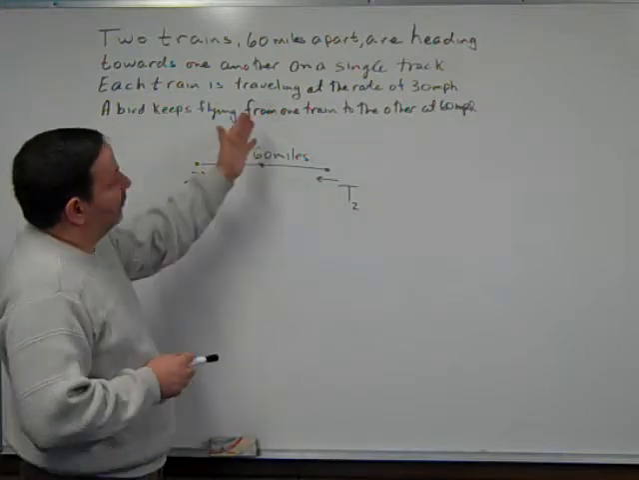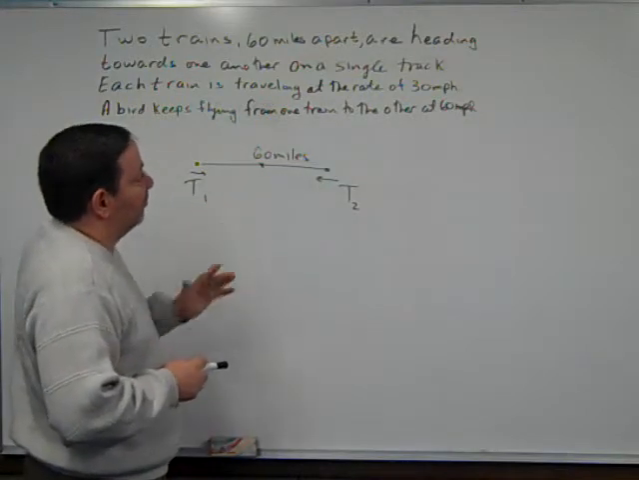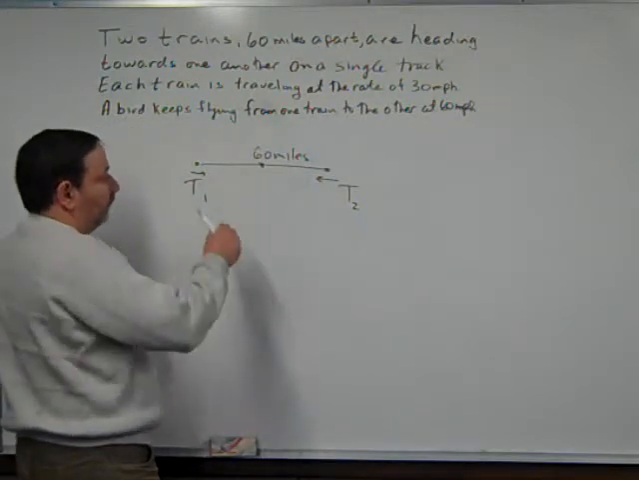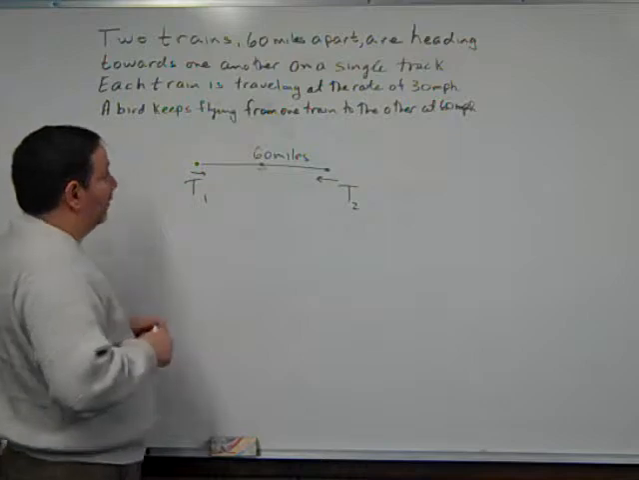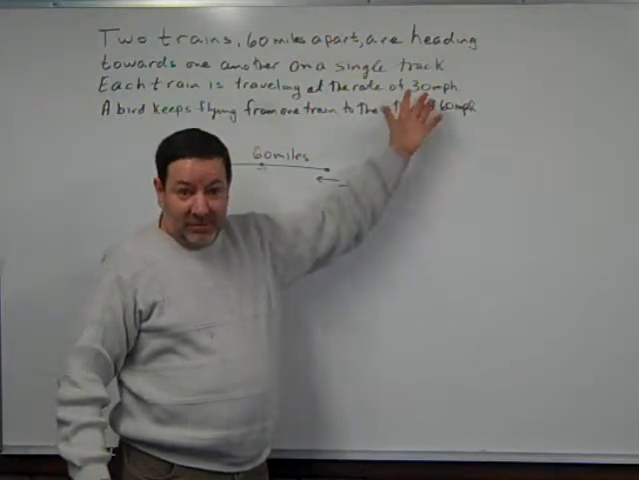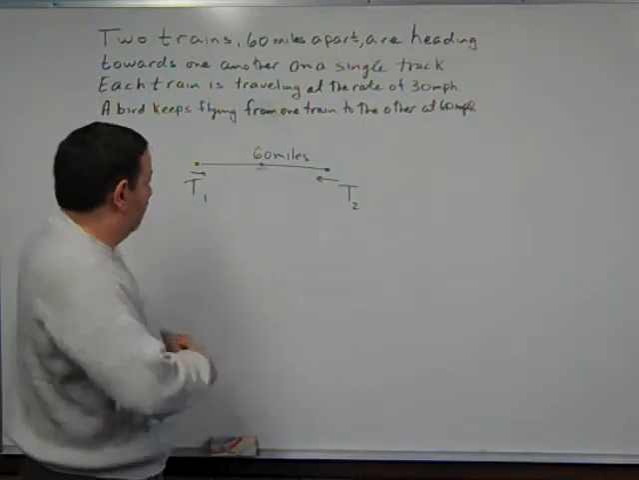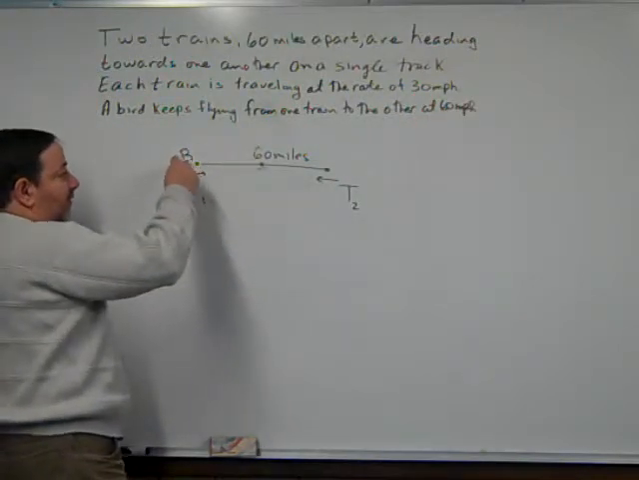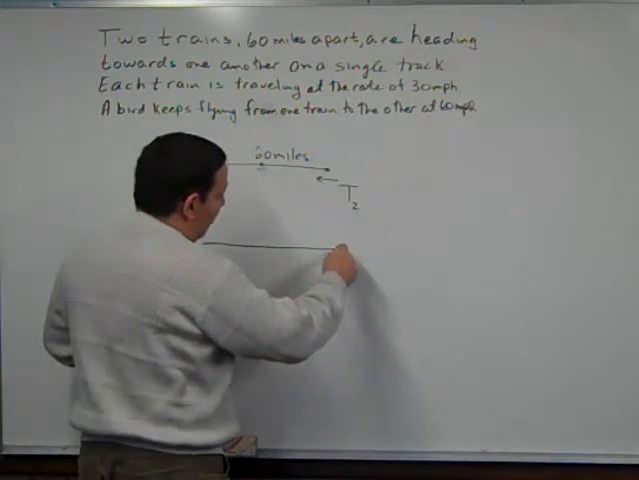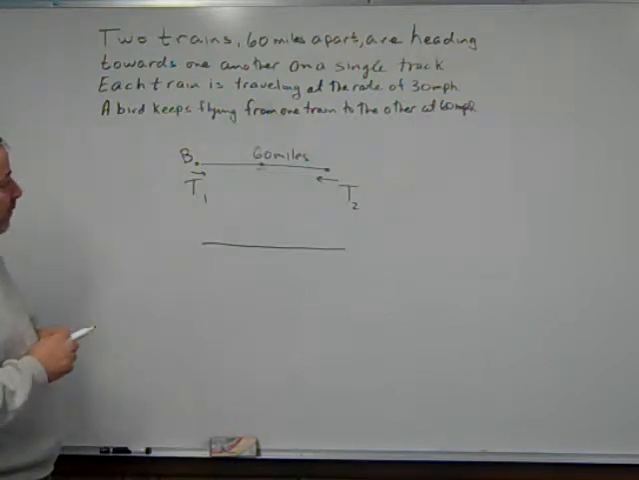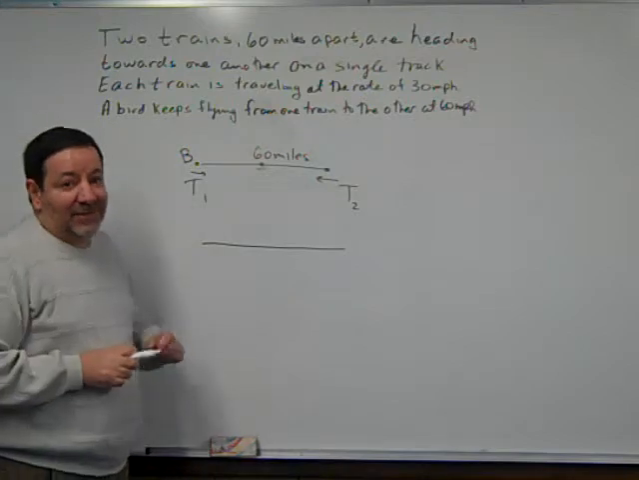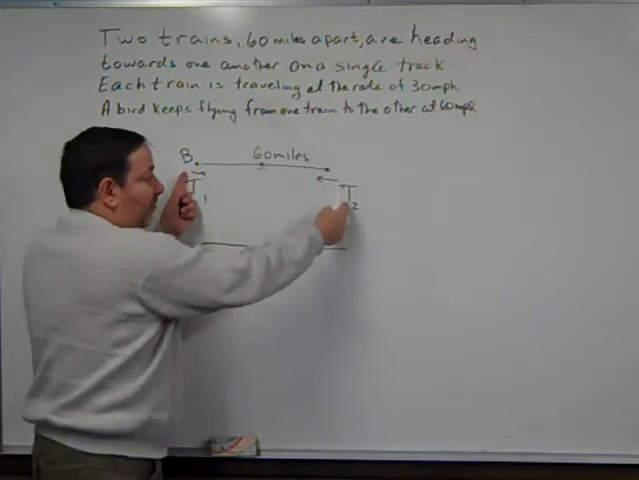But there's this bird. A bird keeps flying from one train to the other at 60 miles an hour. So the bird is going twice as fast as the train. Okay, so for argument's sake, let's say the bird is right here. So now, let's look at this 60 miles for a moment. We're going to stop the clock when this bird and this train meet.